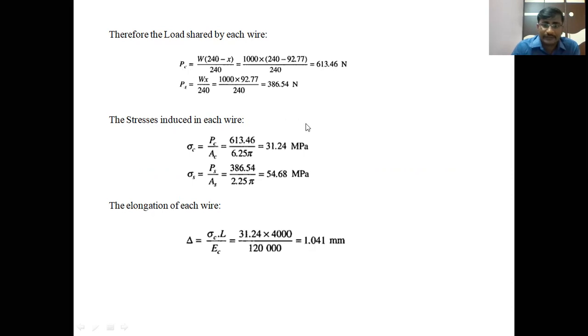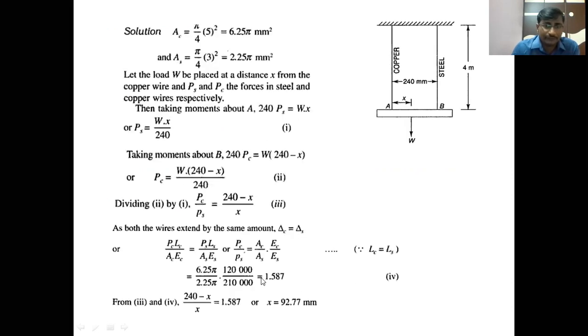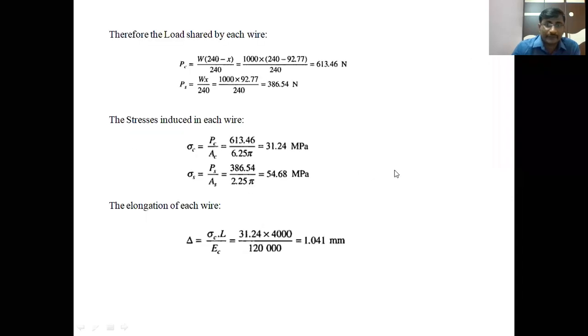Similarly, what is the PS here? From equation 1, PS is equal to WX by 240. If you substitute the X value 92.77 and W value 1000, then you can get the load shared by the steel wire. WX by 240 is the formula for PS. Then you can get 386.54 newtons as the load shared by the steel wire.